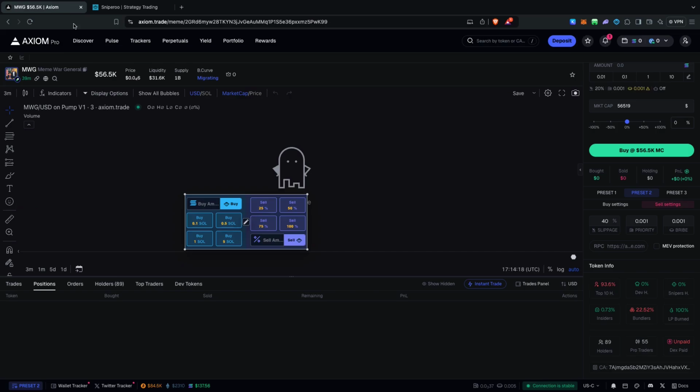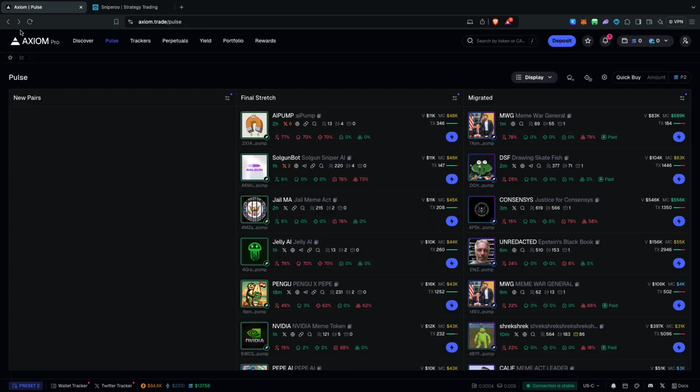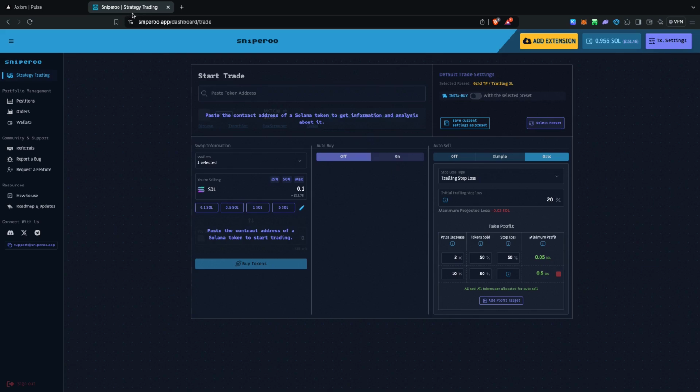Okay, the filters are going to give you the best play possible, the best meme coins to trade in, but your execution, your setup in terms of functionality, is going to be handled by Sniperoo.